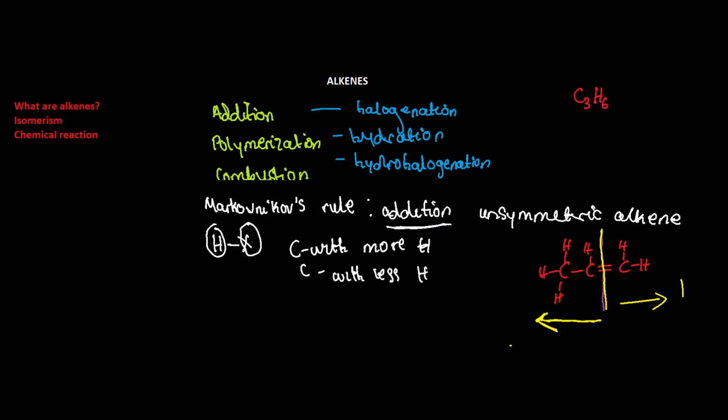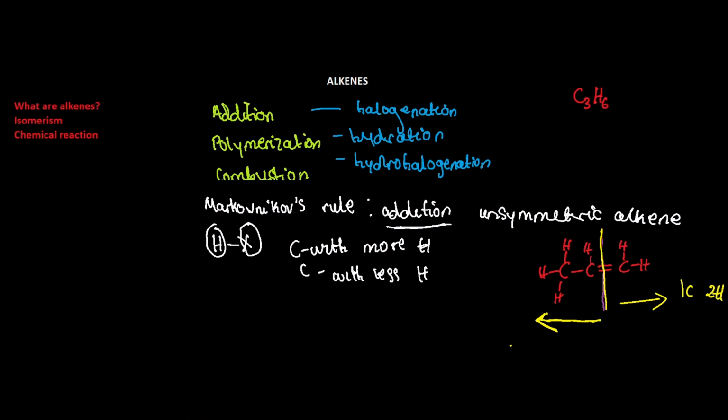So let's take a look at the right hand side. On the right hand side, we have 1 carbon atom and 2 hydrogen atoms. Now, to put it simply, what we have on the left hand side is different from what we have on the right hand side. This means that this particular alkene is not symmetrical.